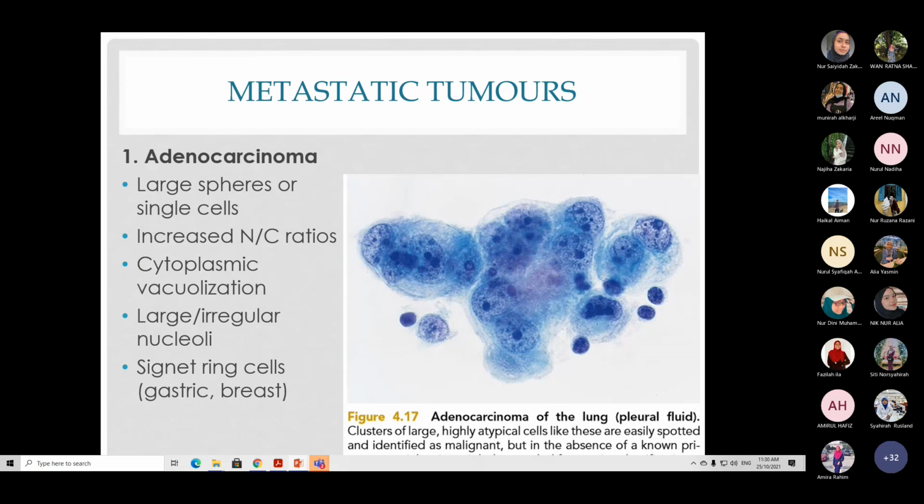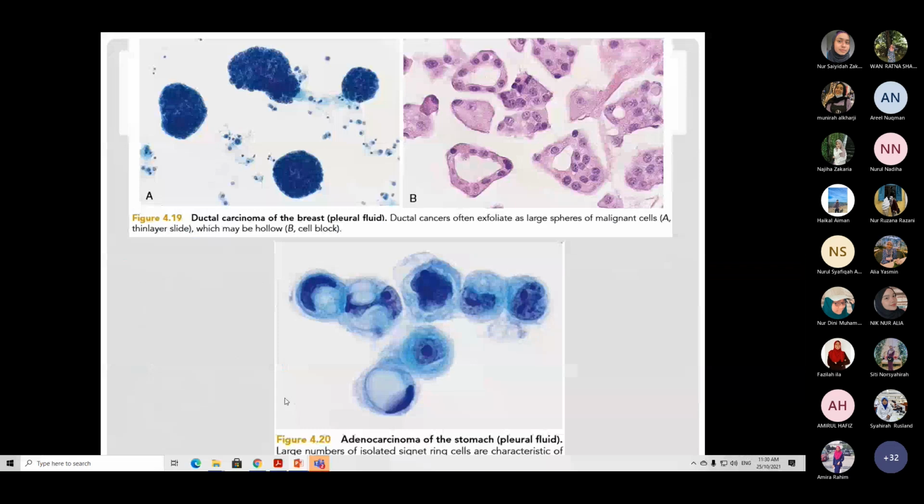First, adenocarcinoma, for example lung adenocarcinoma. Here are the features of lung adenocarcinoma: large spheres or single cells, increased nuclear to cytoplasmic ratio, cytoplasmic vacuolations, large or irregular nucleoli, and one more important feature is signet ring cells. This is for gastric or breast adenocarcinoma. This is the image of a signet ring cell, this one in the stomach.